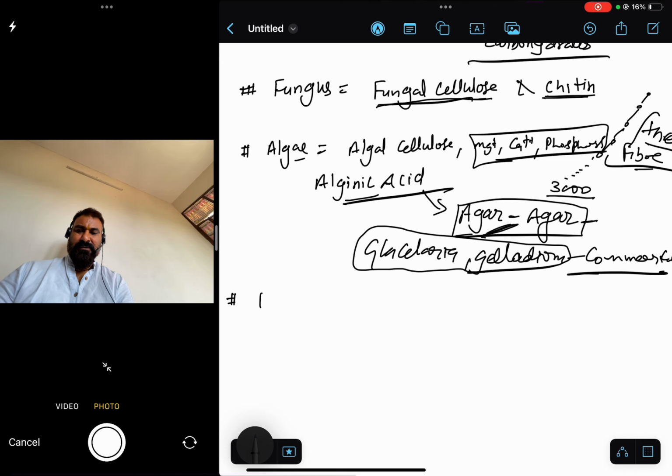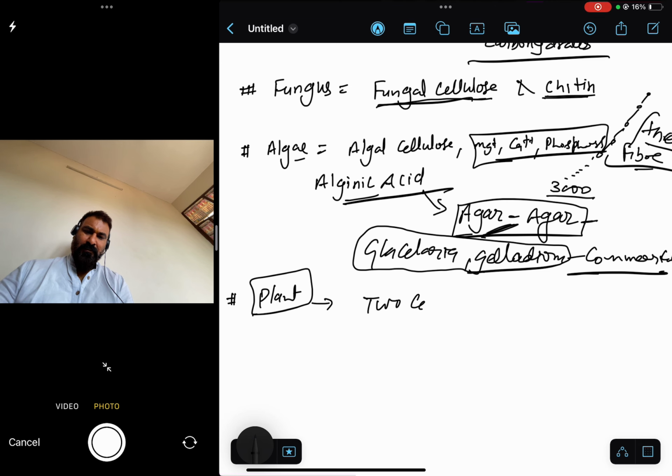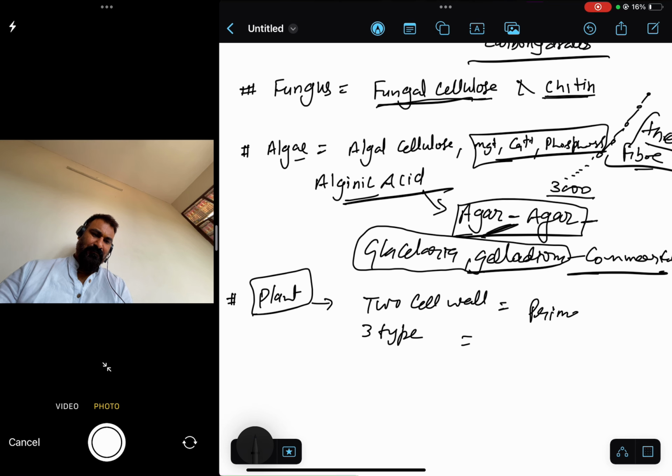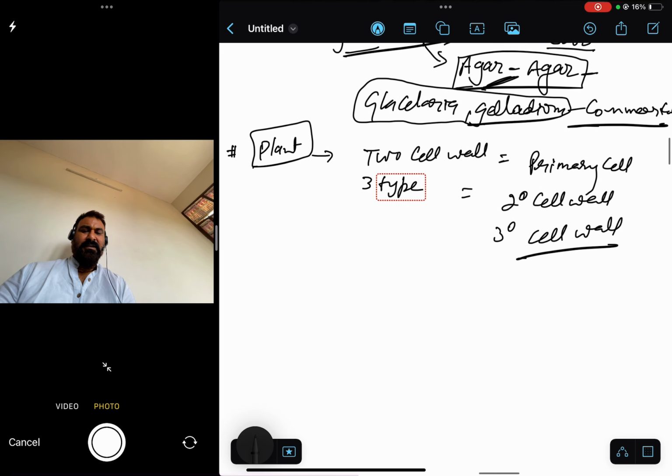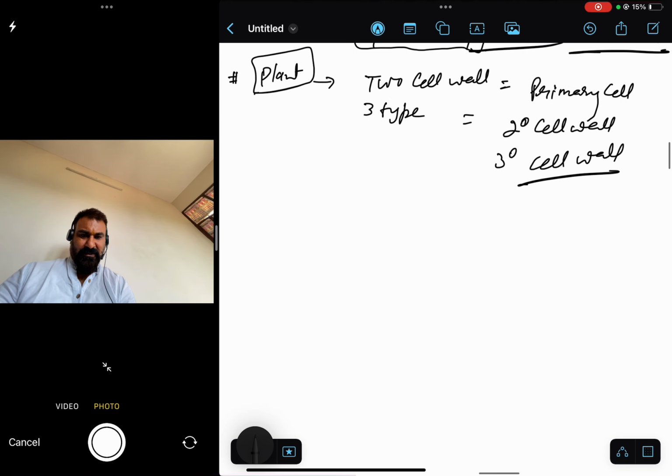Next is your plant. If we think about plants, they mostly have two types of cell wall, and some have three types. So what are the first, second, and third? The first is the primary cell wall, the second is the secondary cell wall, and the third is the tertiary cell wall. So what are primary, secondary and tertiary? Let us discuss them one by one.